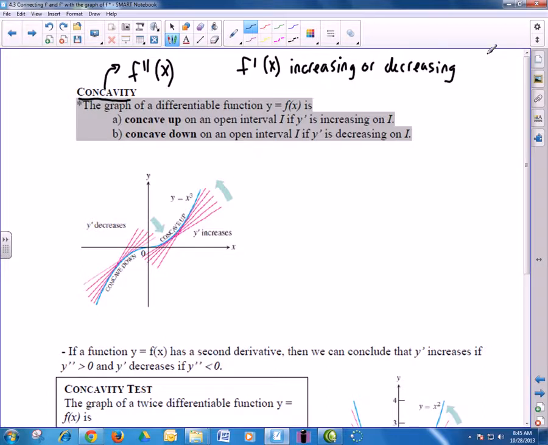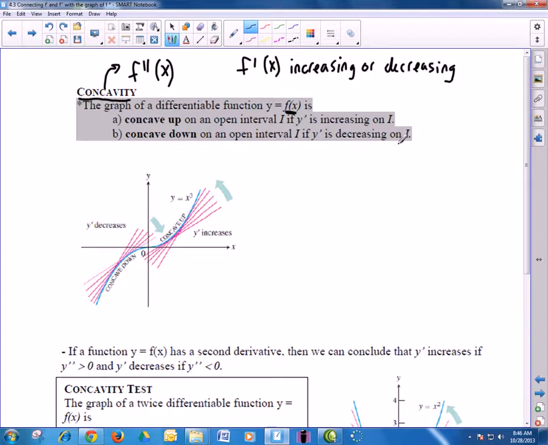In other words, is the derivative getting bigger and bigger positive, or is the derivative getting less and less positive or negative, whatever. So first of all, concavity. The graph of a differentiable function y equals f of x is concave up on an interval I if the first derivative is increasing.